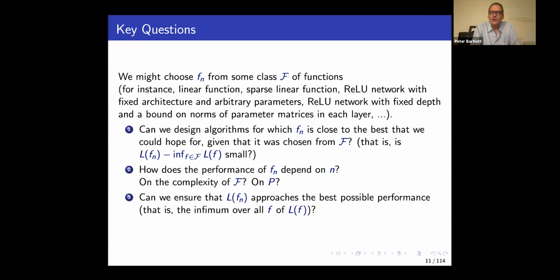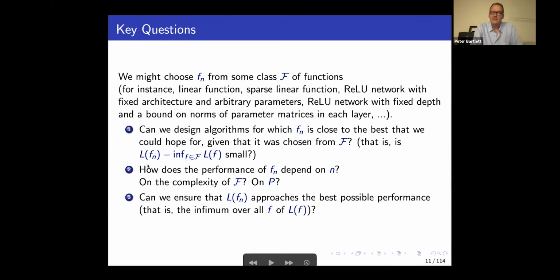So yes, I guess that's one of the questions, right? We're interested in designing algorithms for which our choice Fn is close to the best that we could hope for, given that we're restricting ourselves to making choices from this class capital F of functions. So what that means is we want to get close to the best that we could have hoped for within that class, right? So we have this minimal risk over our class F of functions, and we want to compete with that. We want our Fn to have risk that's almost minimal.